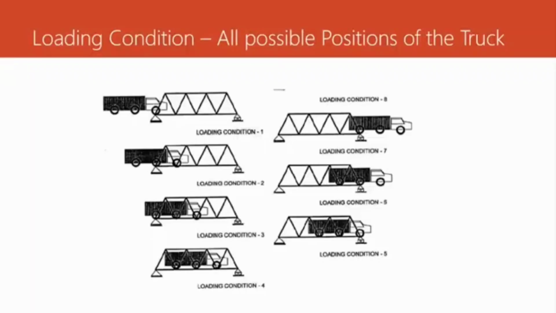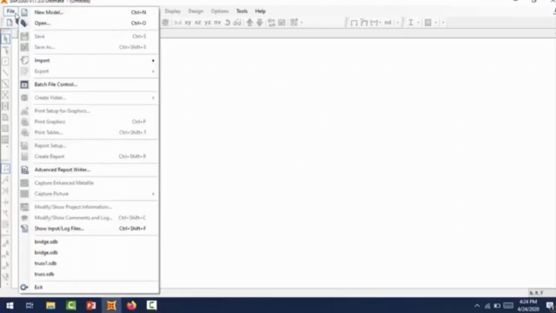There are 7 possible different conditions for the truck to be placed on the Warren truss and moved across it. So we have to consider all these conditions for the design of the truss. So this is the SAP interface.